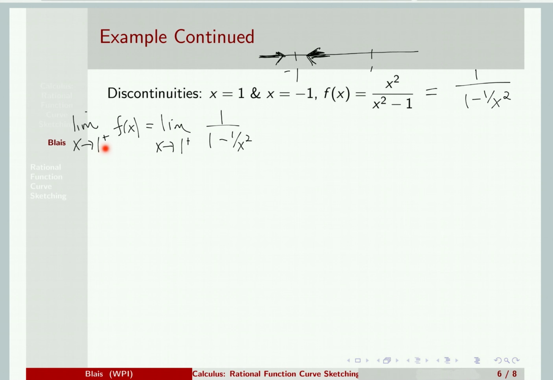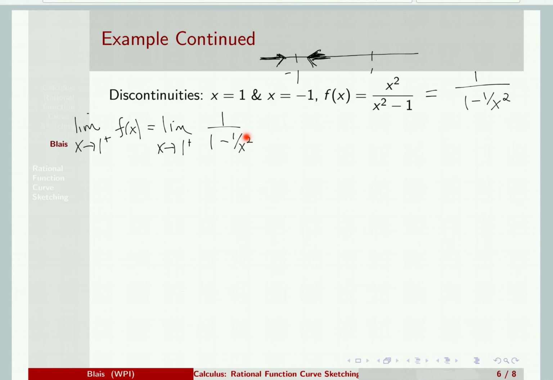But we're approaching 1 from the right. So think like 1.001. 1 over 1.001 squared, which means that this is 1 over something a little bit bigger than 1. So this expression is slightly smaller than 1. So in your denominator, you have 1 minus something just a little bit smaller than 1. So you have something very small and very positive.